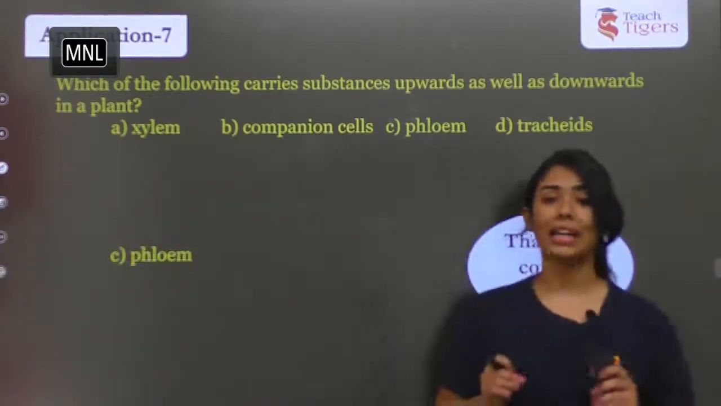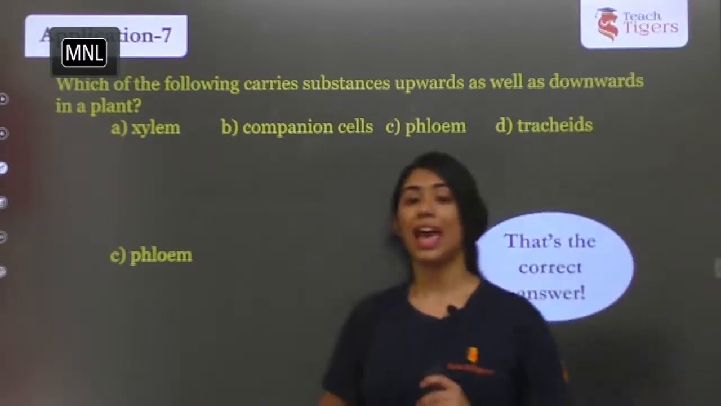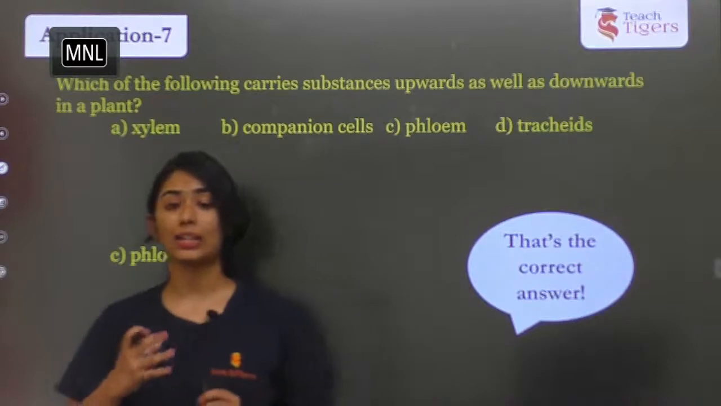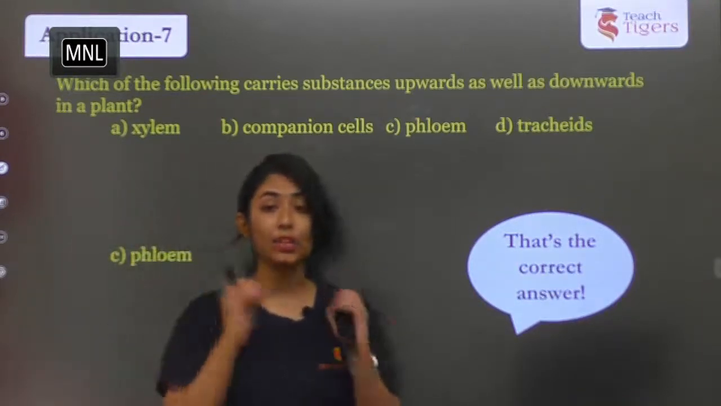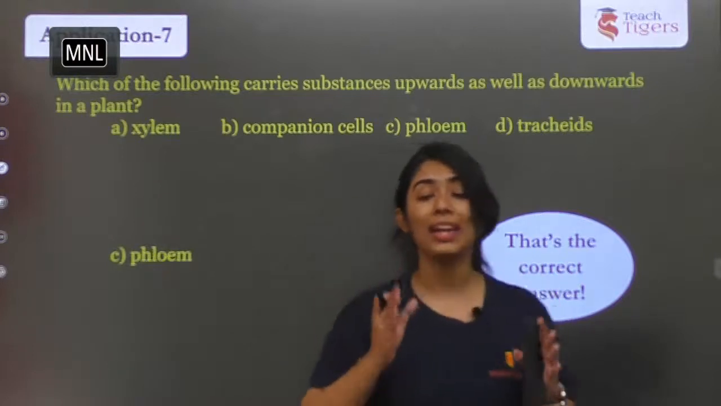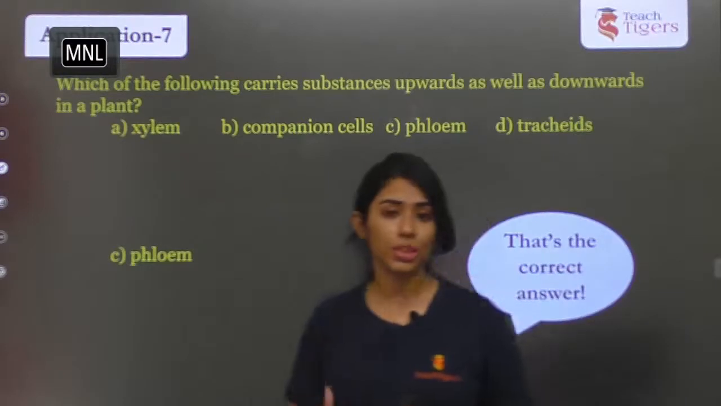So phloem carries food in both the direction, that is upwards and downwards, and that is because the food that is produced in the leaves, okay, so here leaves is known as the source, and then the food from leaves will be loaded into the sink, right? That is the sieve tubes of the phloem tissue.